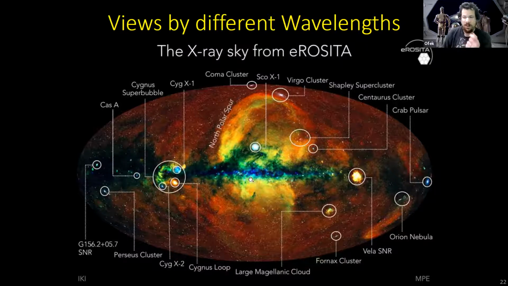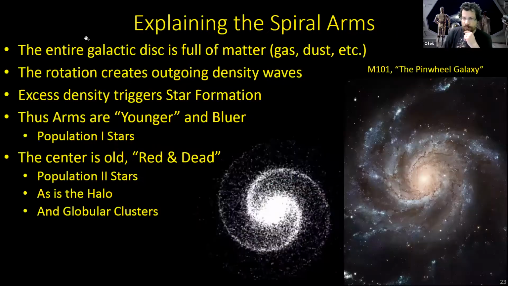So this is a color rendered X-ray picture of the sky around us. In all of them, of course, the galactic plane is the most prominent feature. Okay, the spiral arms should be explained, where they come from.